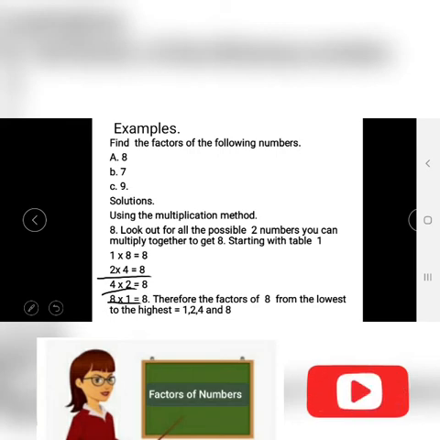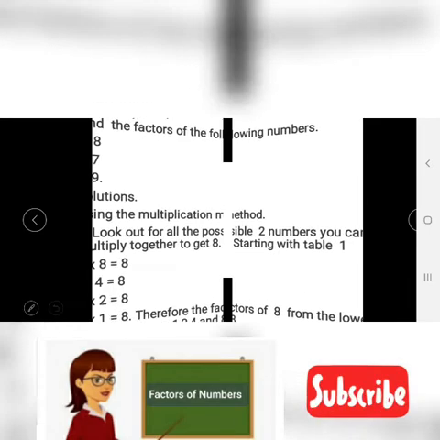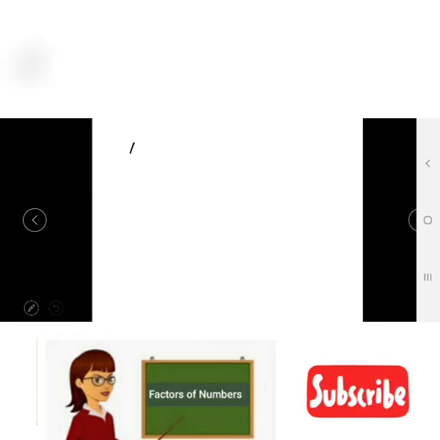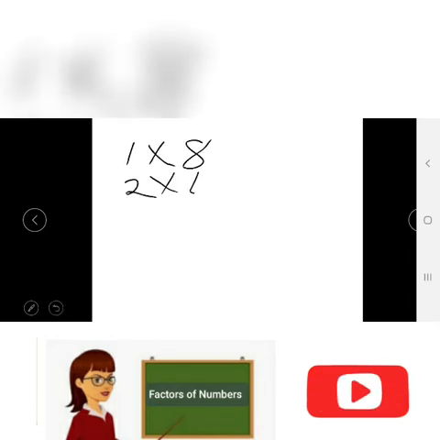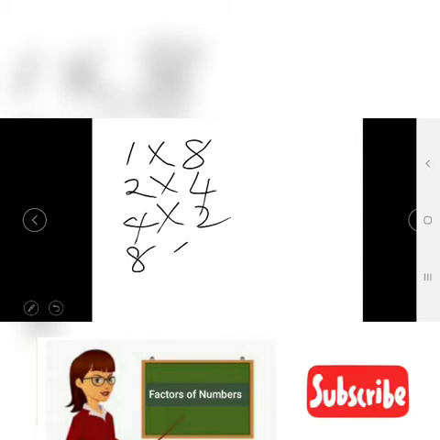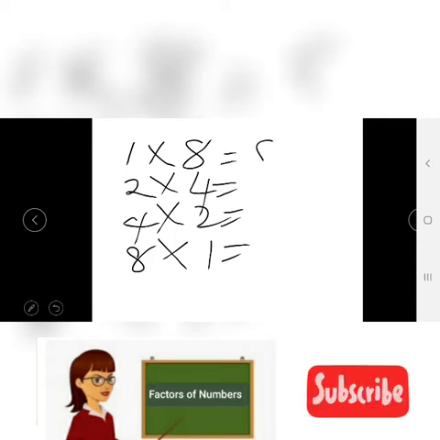8. Now, like I told you, how do you arrange your factors? You arrange your factors from the lowest to the highest. So considering this multiplication series that we have here, let's change to this side. So we said we have 1 times 8, 2 times 4, 4 times 2, and 8 times 1. These are the possible numbers that can give us 8. So we want to arrange them from the lowest.